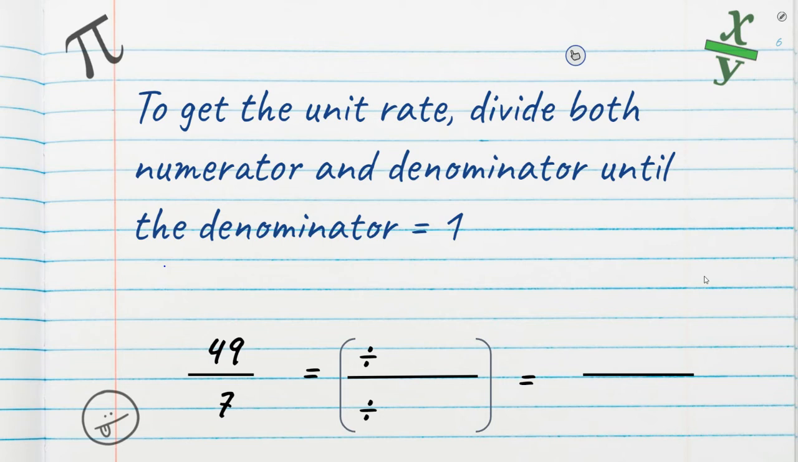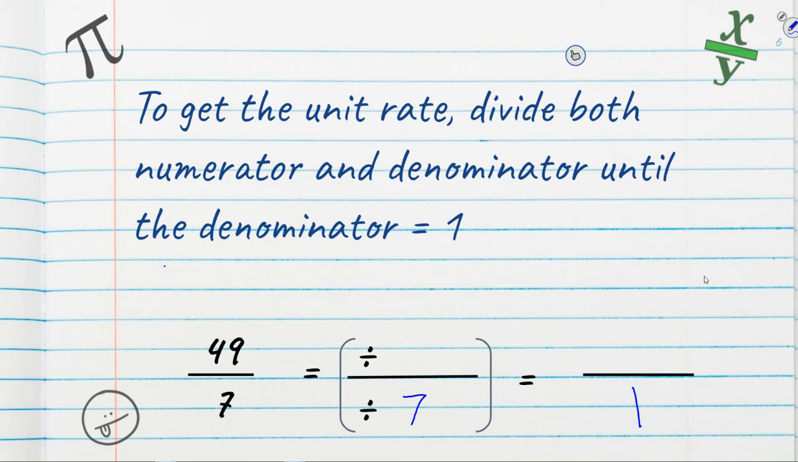So we're just going to do a number example real quick. We're not going to worry about our labels of it. Just know that our rate is going to be 49 to 7. 49 whatever to 7 whatever. It doesn't matter. The point is we need to make this into a unit rate. So we want that denominator to end up equaling 1. So what am I going to divide 7 by in order to get the answer of 1? 7 divided by what would give us 1? Yeah, we just divide by 7.